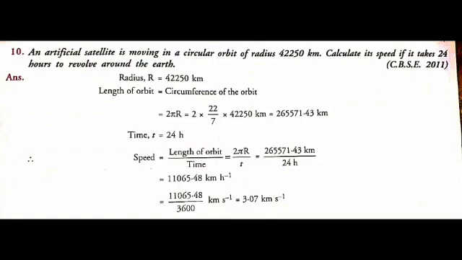Time here is 24 hours. So using the formula speed is equal to distance by time, we can write length of orbit by time taken, that is equal to 2 pi r by t. So we have 2,65,571.43 kilometer divided by 24 hours, which gives us 11,065.48 kilometer per hour. I have calculated it here in kilometer per second, which is 3.07 kilometer per second. You can also calculate it in meter per second.